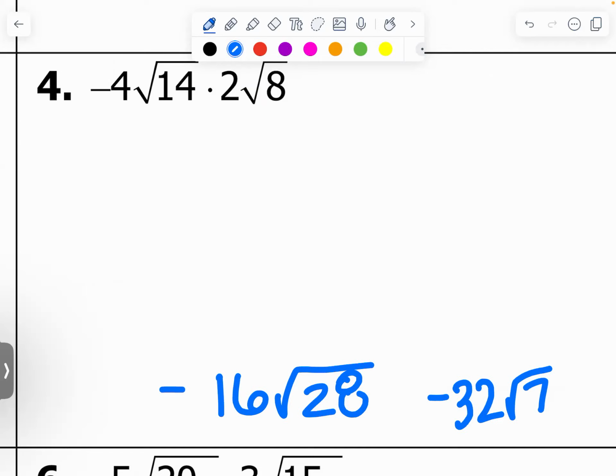Okay, so let's talk through. Gabe's answer isn't wrong, but it's not simplified. Count that on a test. This would not be a full credit answer because square root of 28 is not simplified. If the number under the radical can be divided by a perfect square, it's not simplified. We know that 28 has 4 as a factor.